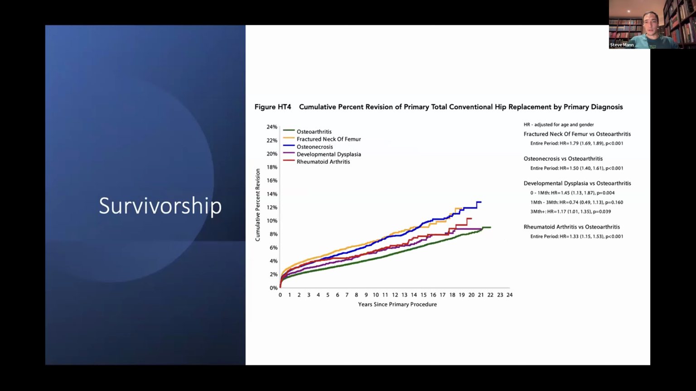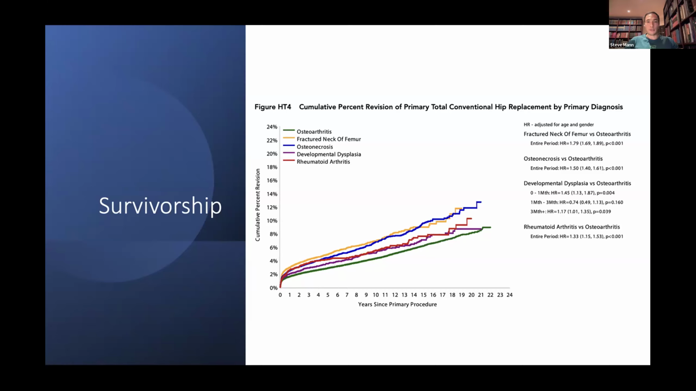So you can see the green line here. This is from the Australian National Registry. For hip replacements done for osteoarthritis out beyond 22 years, you've got survivorship that is greater than 90%. Your failure rate is under 10%. And that's really pretty remarkable.